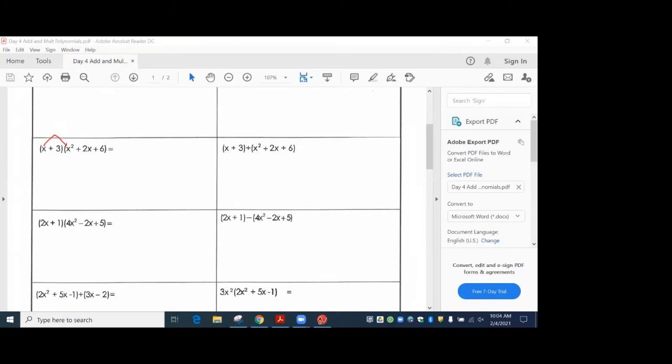Rule is multiply the bigs, add the smalls. There are no bigs. We're just adding the smalls. So we got 1 plus 2. That gives me 3 x's.